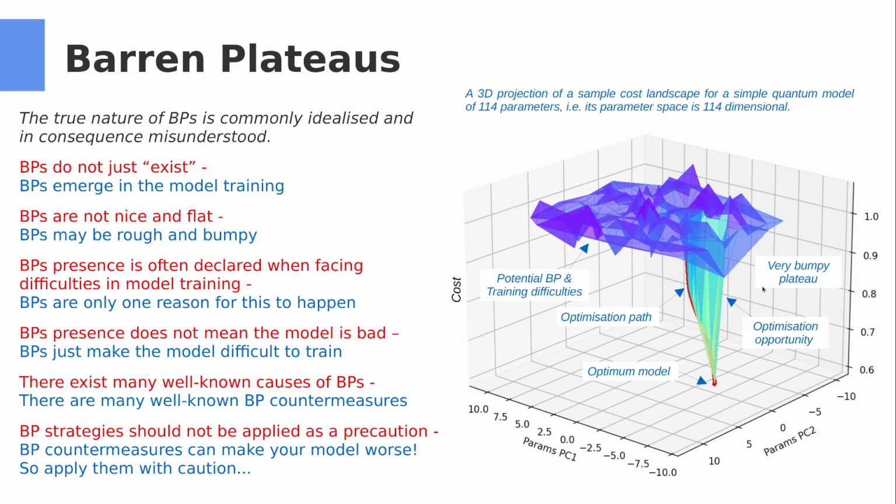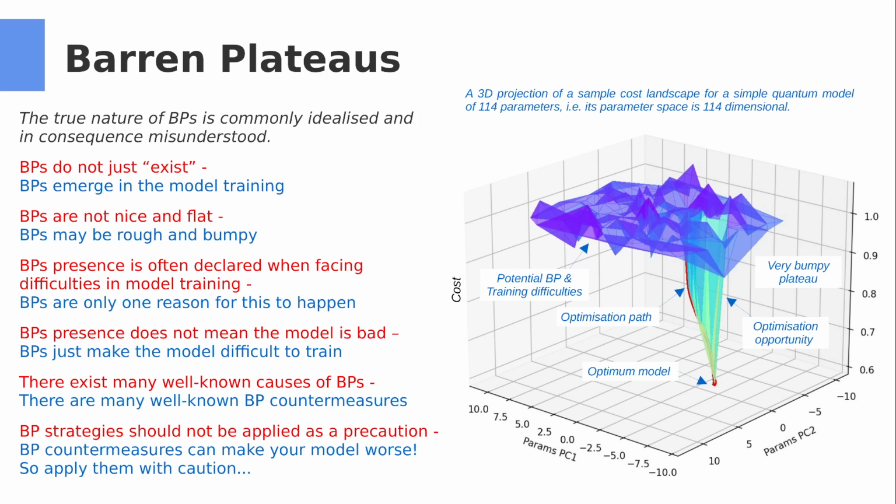This is actually the worst case scenario because the first and second principal components show the most variance in the data, and so if we look from different dimensions, we could have probably a more subtle and less bumpy view of that plateau. The presence of barren plateaus is often declared when facing difficulties in training, but such difficulties are not always linked to barren plateaus. The presence of barren plateaus does not mean the model is bad. It just means the model is difficult to train.